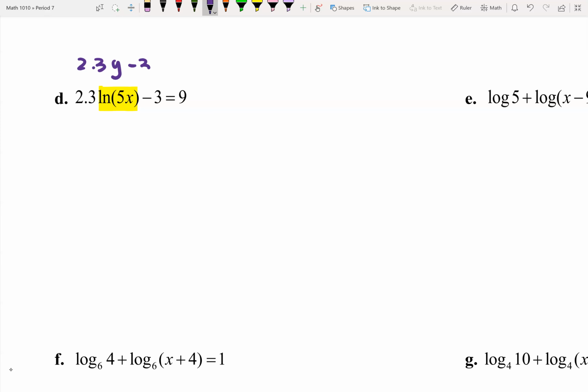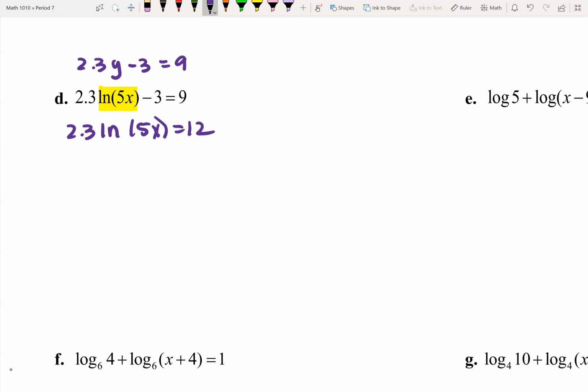2.3y minus 3 equals 9. It's the same thing. You guys all know how to solve 2.3y minus 3 equals 9. I know you do. That's how you get stuck. So everybody tell me what to do. Add 3. So now you have 2.3 ln of 5x equals 12.